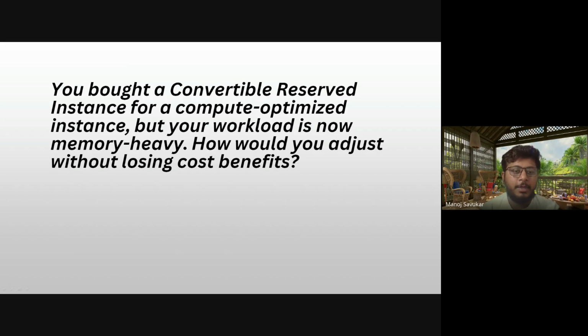Hi, Pradnya. Here, this is our scenario. Initially, we bought a convertible RI, a reserved instance. Initially, our workload was purely compute optimized, CPU-based processing. But after some time we shifted that workload from compute optimized to memory heavy. How would we adjust to this change without losing our cost benefit from the RI?